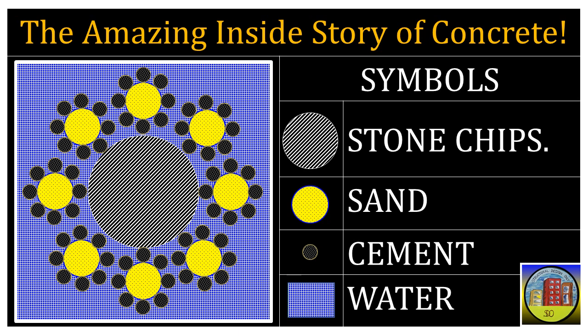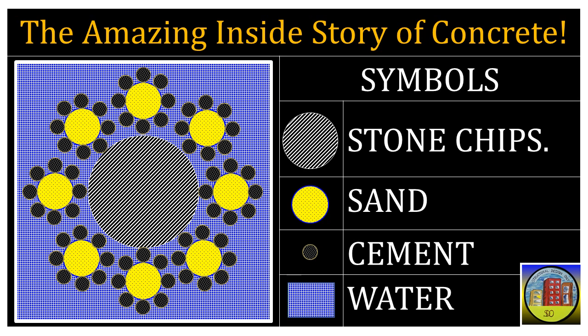a solid mass. Water, it might seem simple, but water is essential for the cement's hardening process. Just like you need water to activate fast-acting baking powder, concrete needs water to activate the setting of the cement. So, what happens next? Once these ingredients are mixed together, they form a thick, pourable mixture.